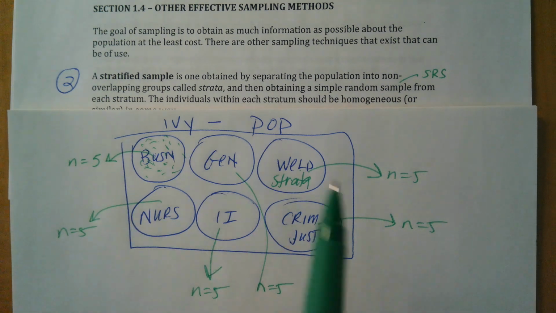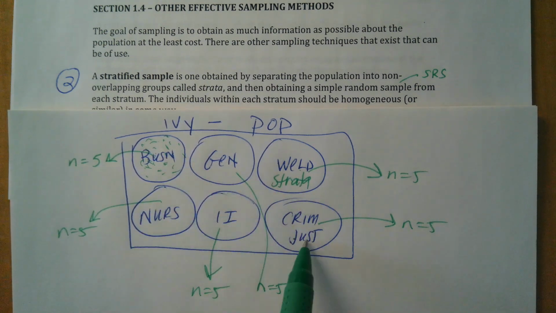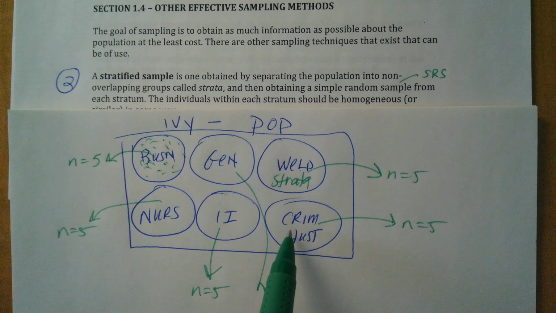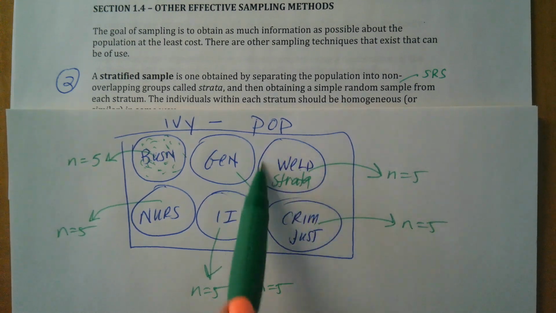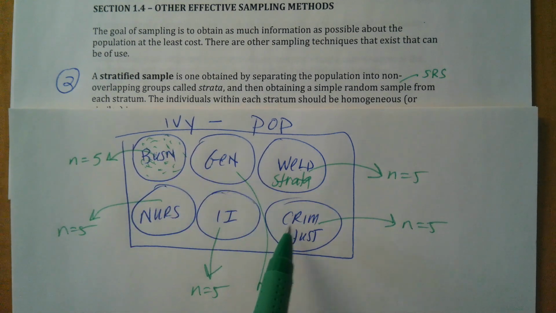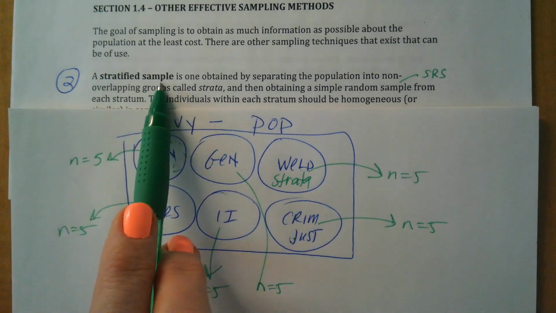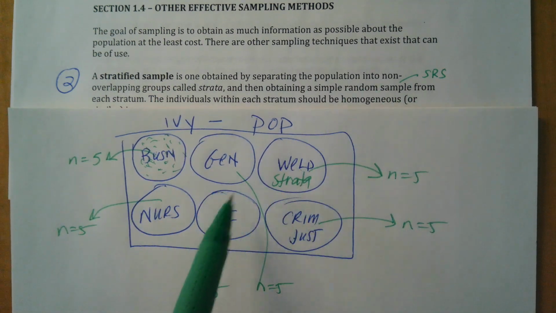The reason why this might be a good option is because you're diversifying on purpose. If we don't diversify, we could end up with all of our sample from one particular major, and we're not getting the opinions and feelings of those from other majors. So sometimes a stratified sample is a better use of a random sampling because you're forcing diversity to occur.